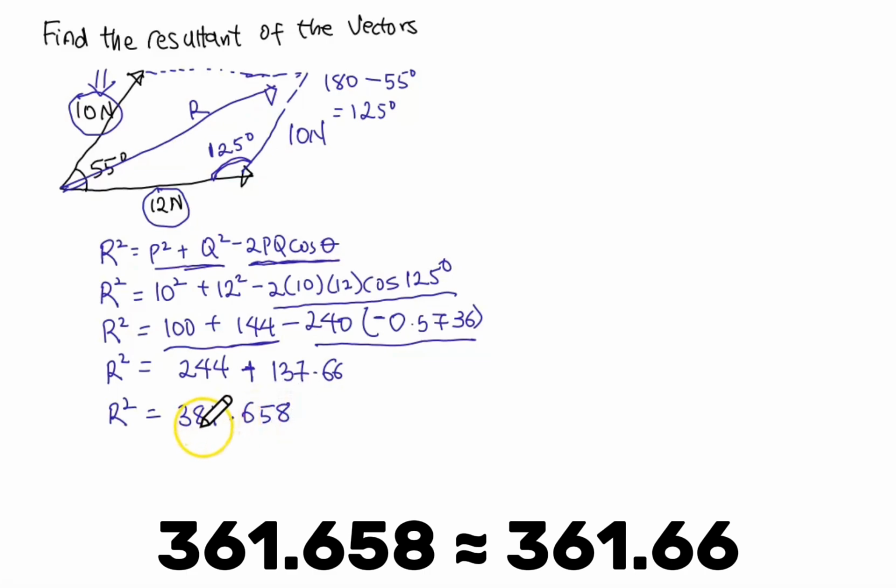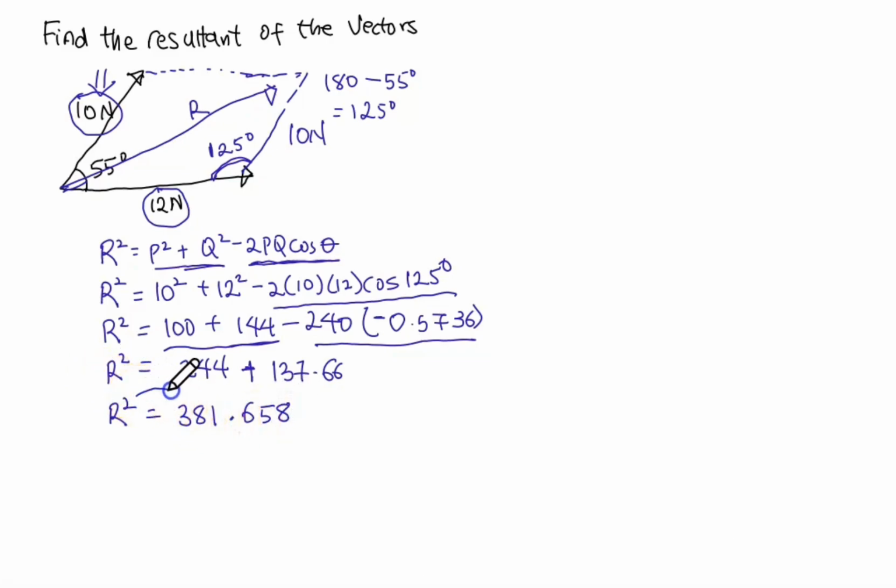381.658. So we are going to take this square to this side, making it a square root. So R is going to be the square root of this entire value, 381.658. And then when we take the square root of that number, R will give us 19.53 Newton. So this is the value of the resultant in magnitude. But then we have to calculate the direction.